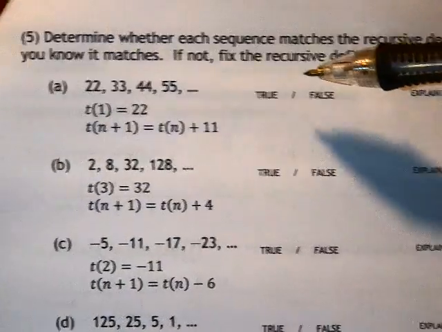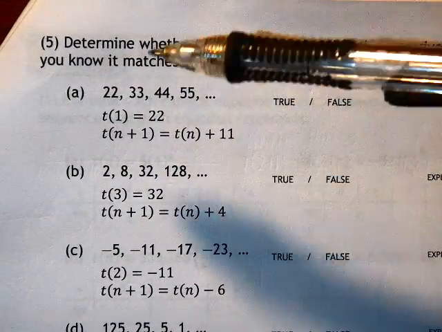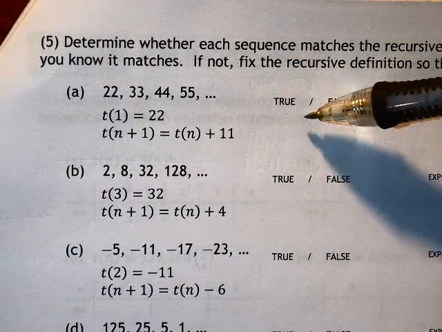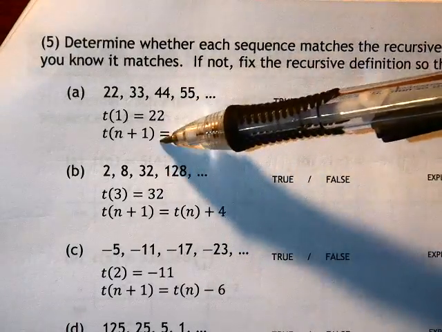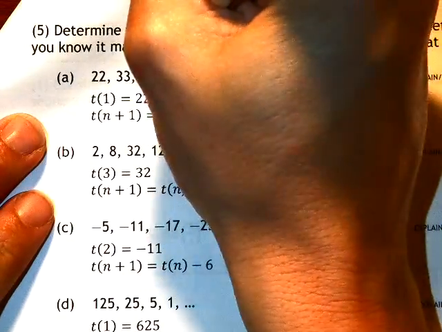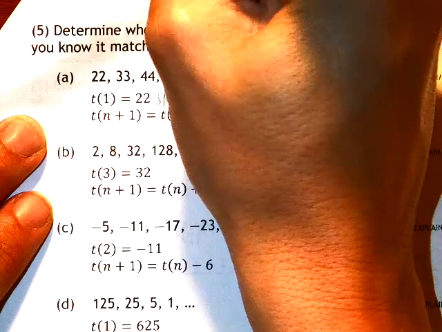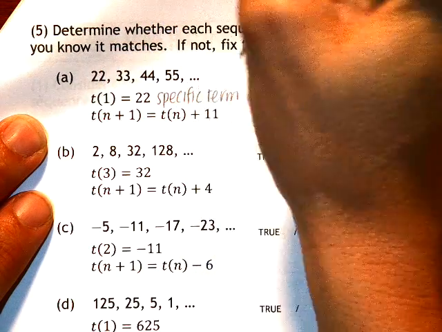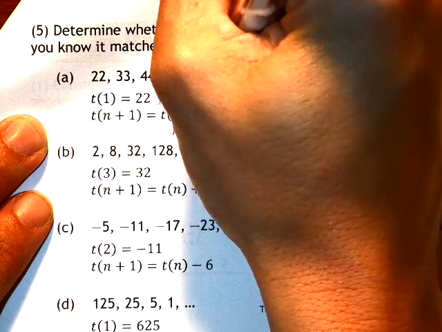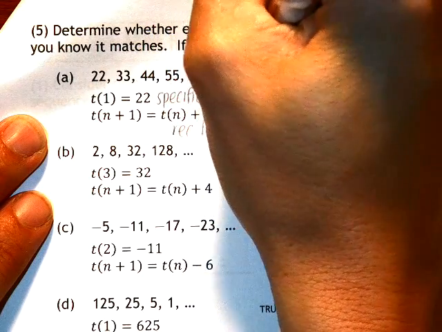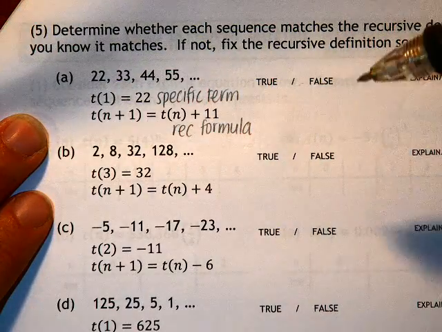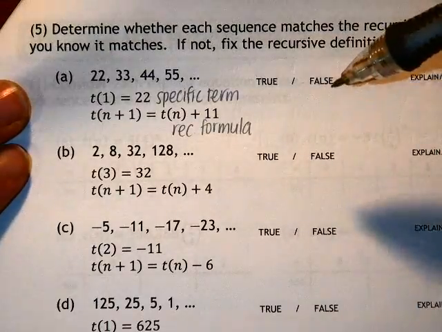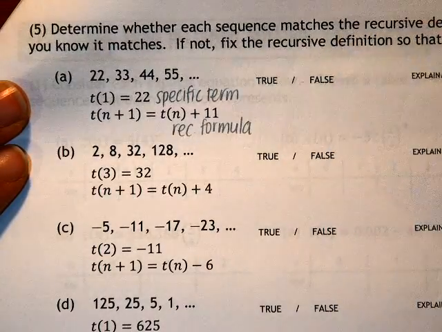In question number 5, which is technically on the next page, they're going to ask you some true-false questions. And basically, it's your job to just check the two key parts of the definition: the specific term, which is what we call the first part, and the actual recursive formula, which we call the second part. We just want to make sure that both parts work. If even one part doesn't work, then we can say immediately that it is false. And if both parts work, then we would say it's true.